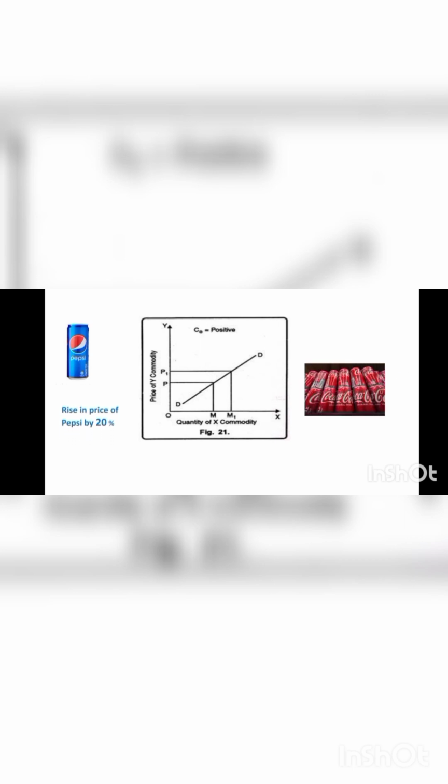Cross elasticity of demand is the relation between the percentage change in the demand for a commodity and the percentage change in the price of its related commodity. Example, Pepsi and Coke. If there is a rise in the price of Pepsi by 20%, demand for Coke will rise by 25%, because people shift their interest towards Coke rather than Pepsi. It ultimately reduces the demand for Pepsi.